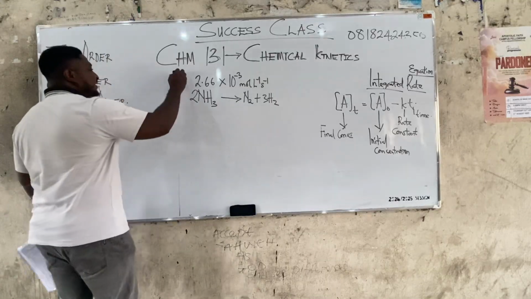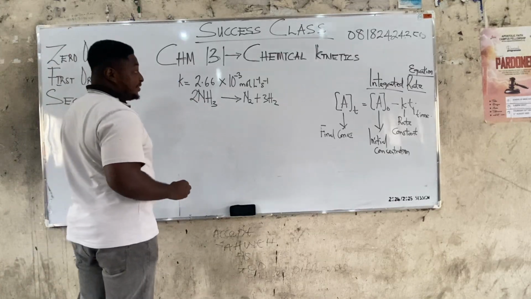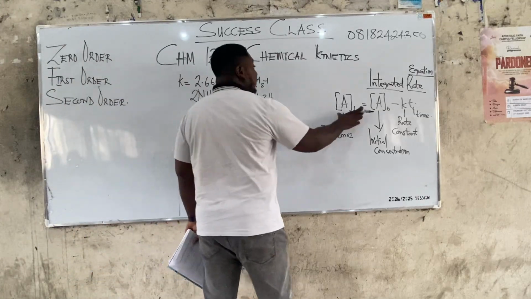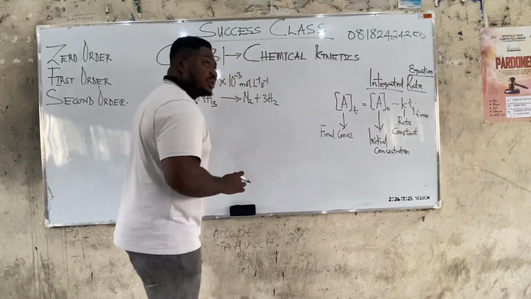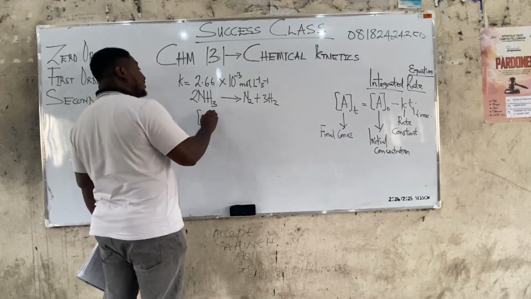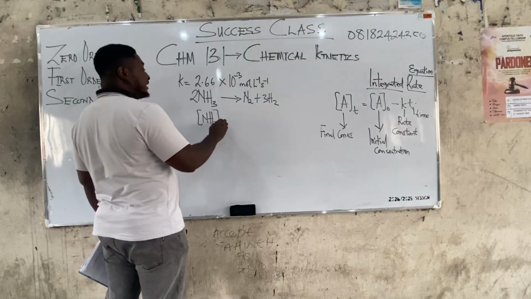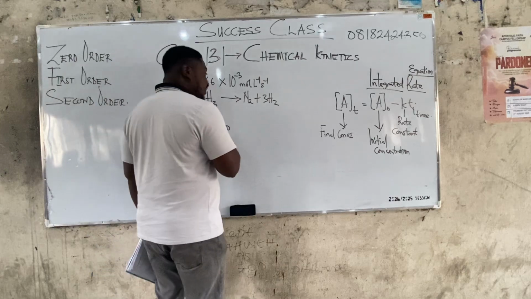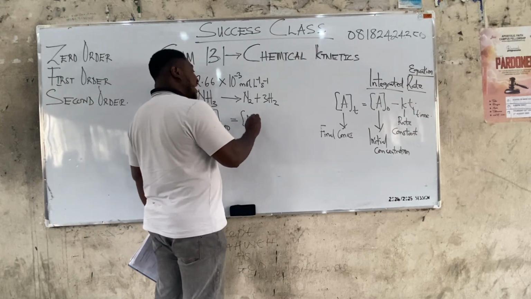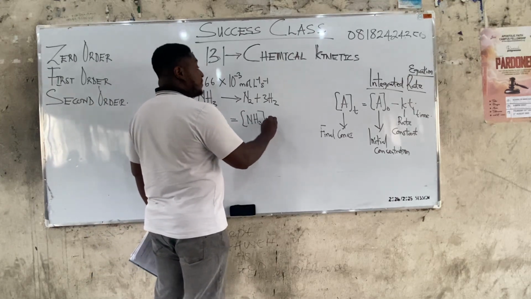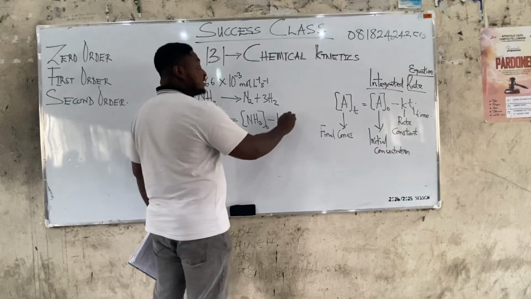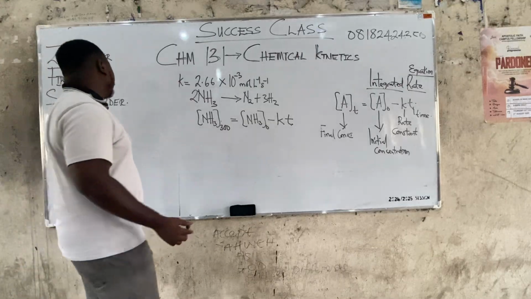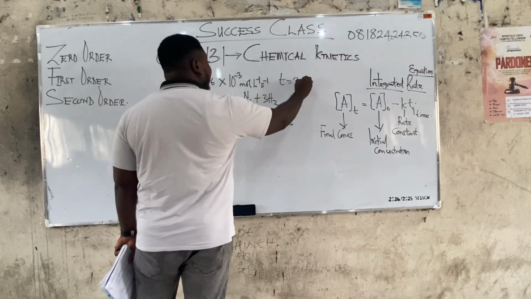Class, the rate constant K is 2.66 multiplied by 10 raised to minus 3. If we are to now include this NH3 into this formula, this is the formula for zero order reaction. It will be NH3 at time T, the concentration of NH3 at a particular time. What's the time? 300 seconds. The concentration of ammonia after 300 seconds must be equal to the initial concentration of ammonia at 0 seconds minus rate constant K times time T. What's time T? 300. The question already gave us time as 300 seconds.